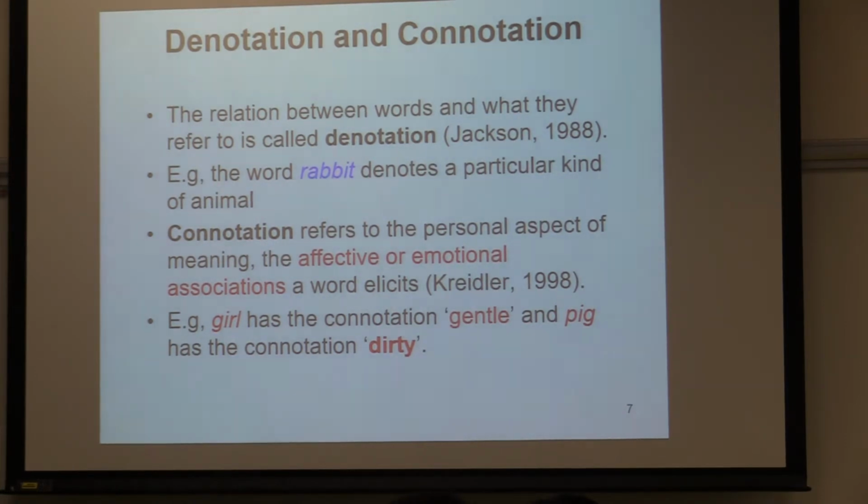Well, do you agree that pig has the connotation dirty? No. So what's your connotation of pig now? Cute. Really? Can you tell me why? They look cute. So what kind of pigs have you seen? Peppa. Have you ever been to a rural area? Did you see real pigs? Yes. So when you see real pigs, what's your connotation?